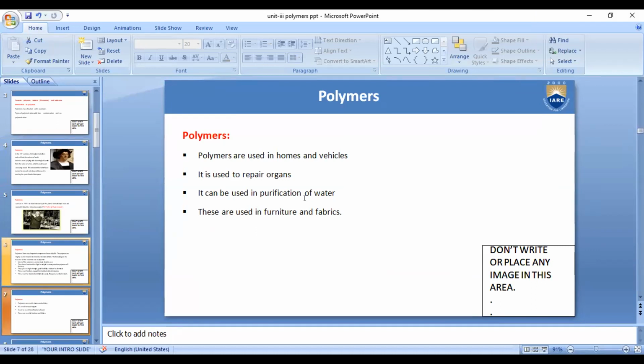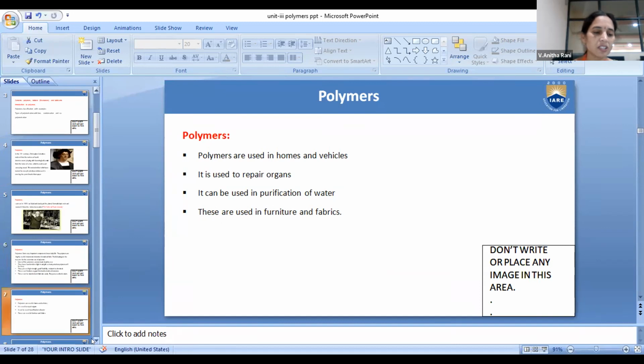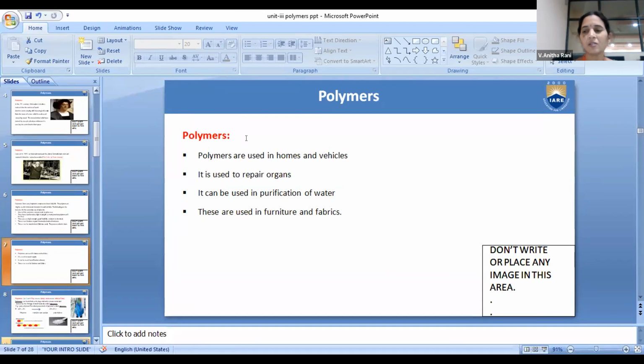Polymer resins with functional groups can be used in purification of water, and these are also used in furniture and fabrics. You know nylon 66, that we make clothes and all. Polyester clothes, Dacron. So many uses are there by using polymers, in all areas of the field. I gave some points, ma.